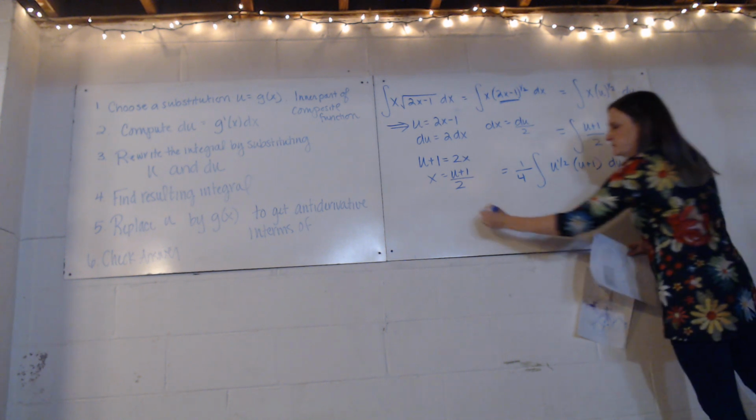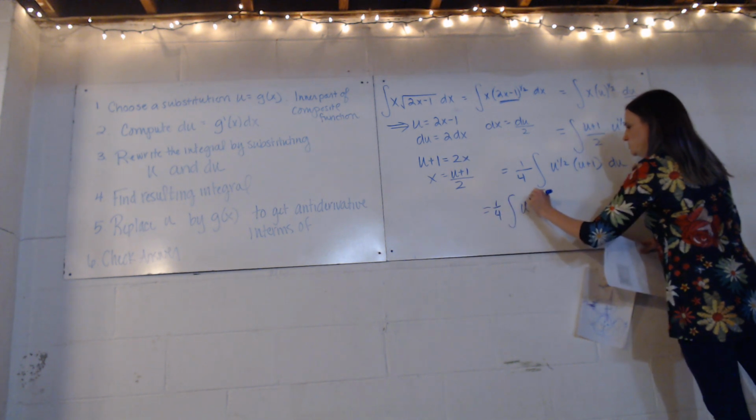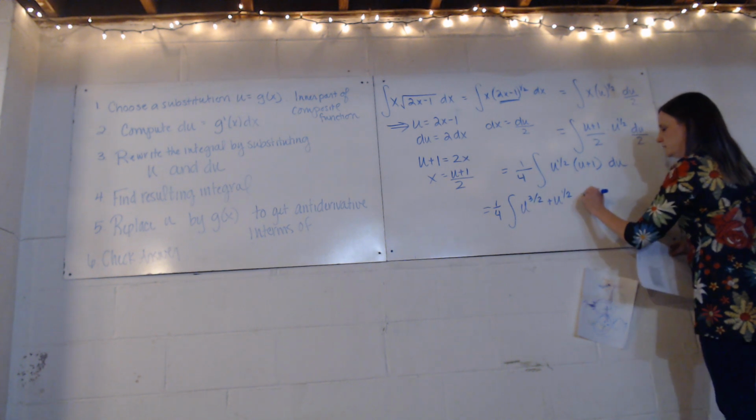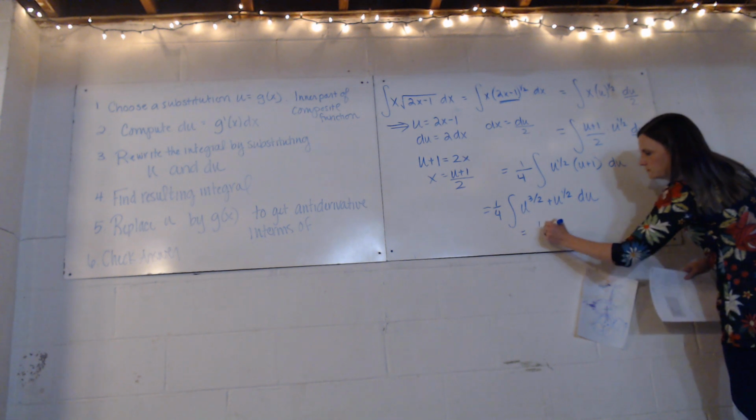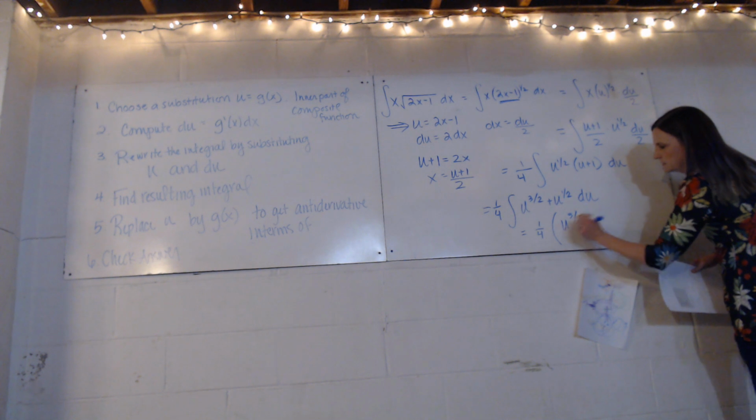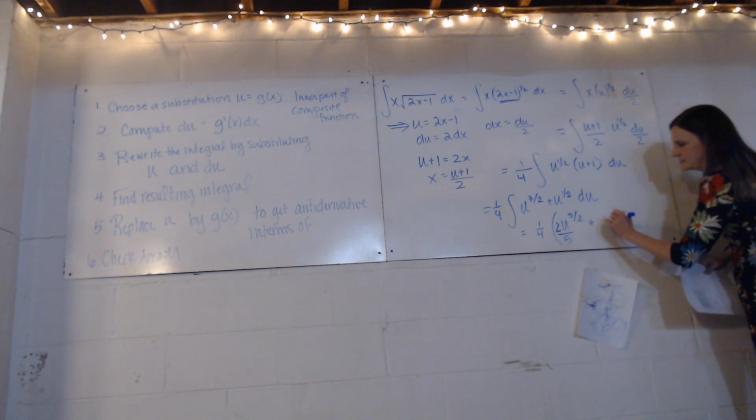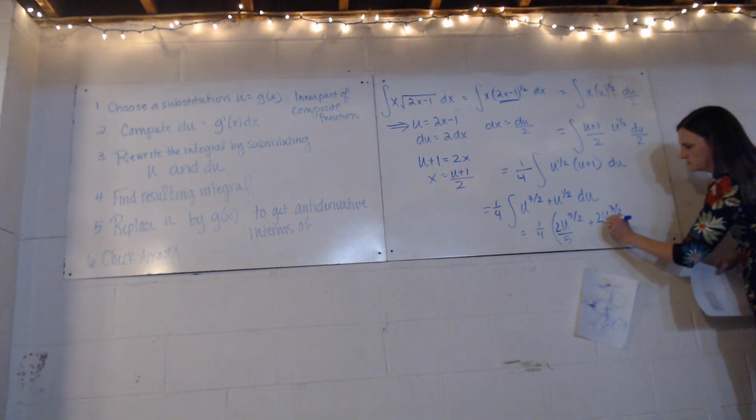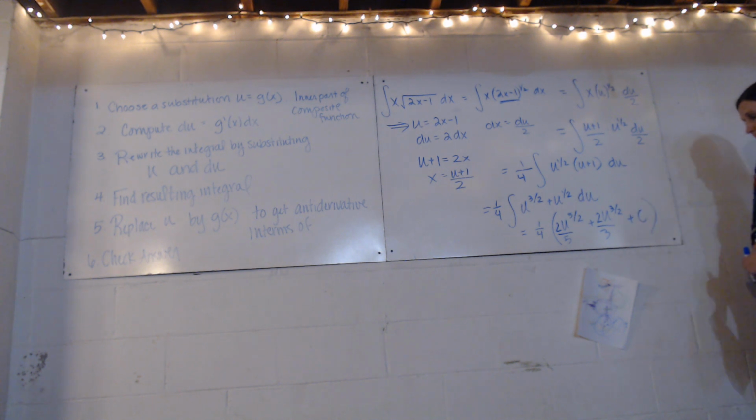Now I can see I'm going to be able to use the power rule. This is 1/4 times the integral of u to the 3/2 plus u to the 1/2 du, which becomes 1/4 times u to the 5/2 divided by 5/2, so times 2/5, plus u to the 3/2 divided by 3/2, so 2/3, plus c. And there it is.